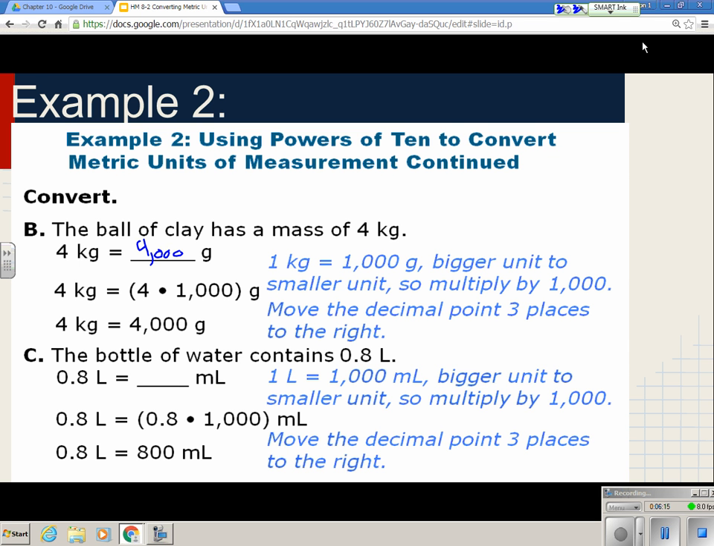Let's say you had a bottle of water that contains 8/10 of a liter, but you want to know milliliters. Again, it's 3 steps down, so you're multiplying times 1,000, and all you got to do is move the decimal point 3 times. 1, 2, 3, and you fill in those gaps with zeros, and that's how you get 800 milliliters. Again, if you think you need to write this down in your notes, you can. If you don't think you need to, don't worry about it.